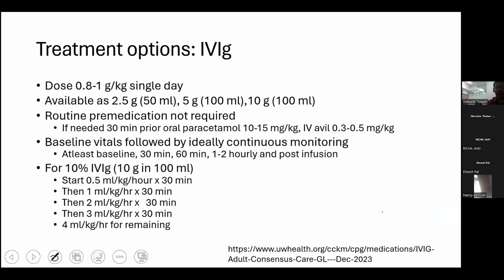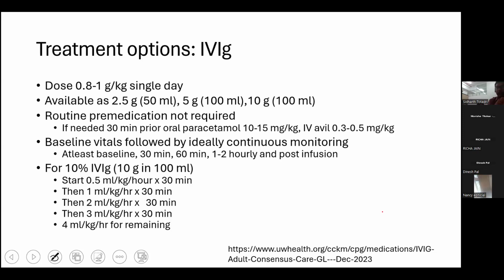So now let us see the treatment options that we saw in those tables. Now what is told to be the best modality to treat ITP is IVIG, intravenous immunoglobulin. This is given at a dose of 0.8 to 1 gram per kg. We have commonly 5 gram and 10 gram vials available. Because we are all nursing professionals, it is very important to understand how to administer these, because this is going to be your responsibility.